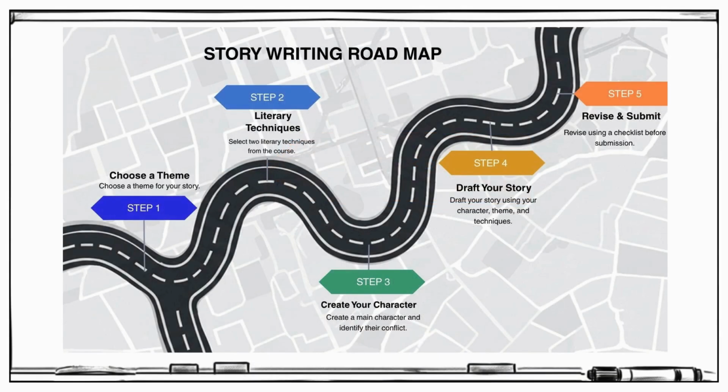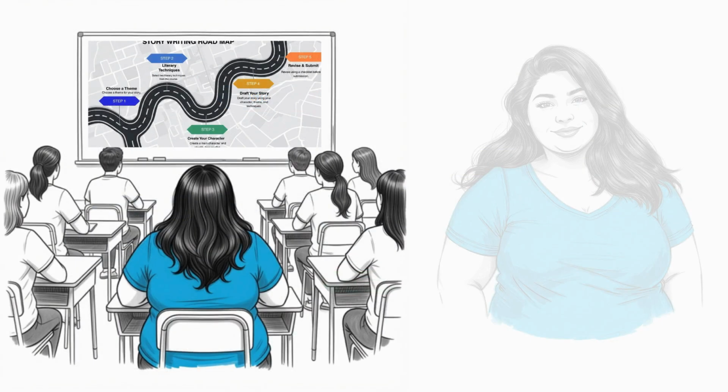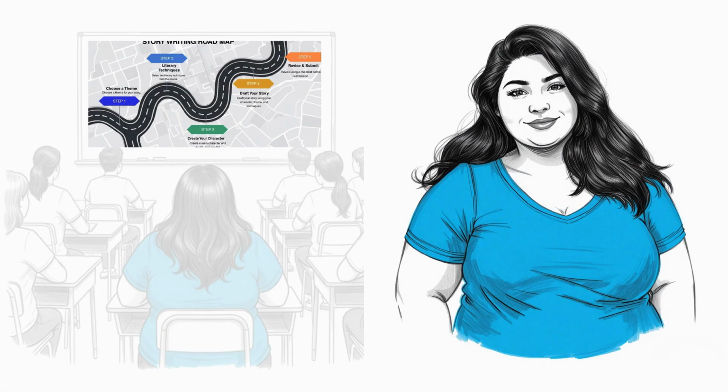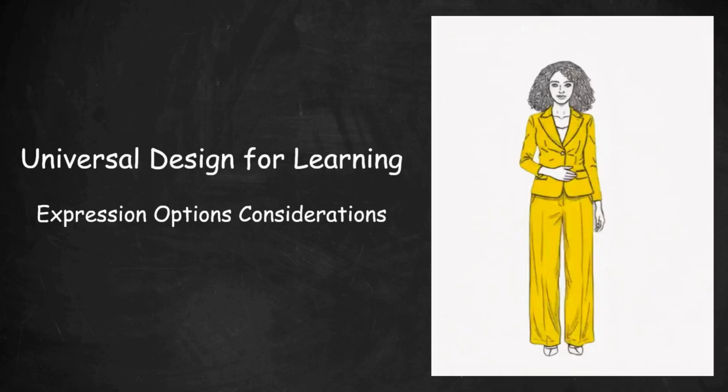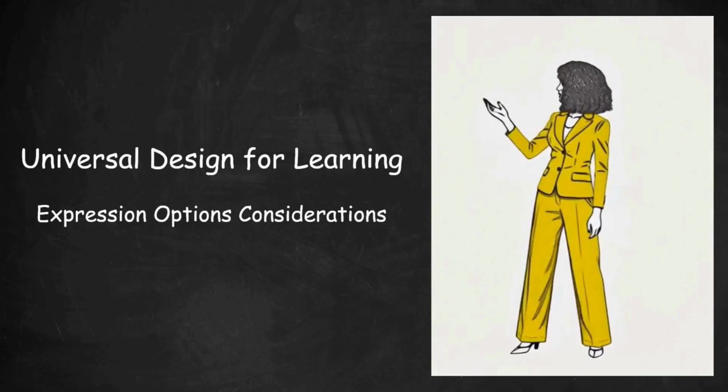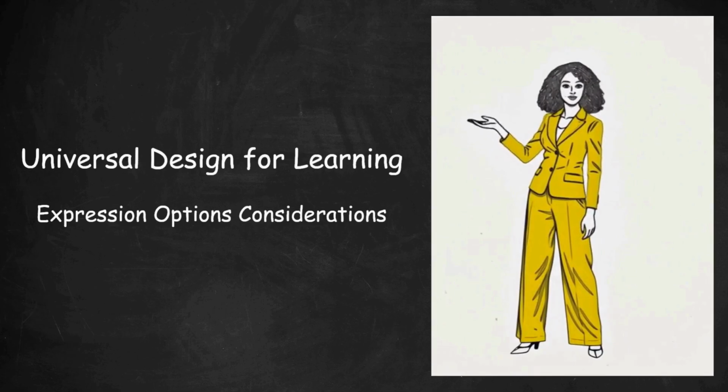By breaking a complex assignment into smaller, clearly defined tasks, instructors reduce overwhelm and help learners focus on one step at a time. When learners can see clearly the path forward, they're more likely to demonstrate what they know instead of spending their energy figuring out where to begin. That's UDL in action.